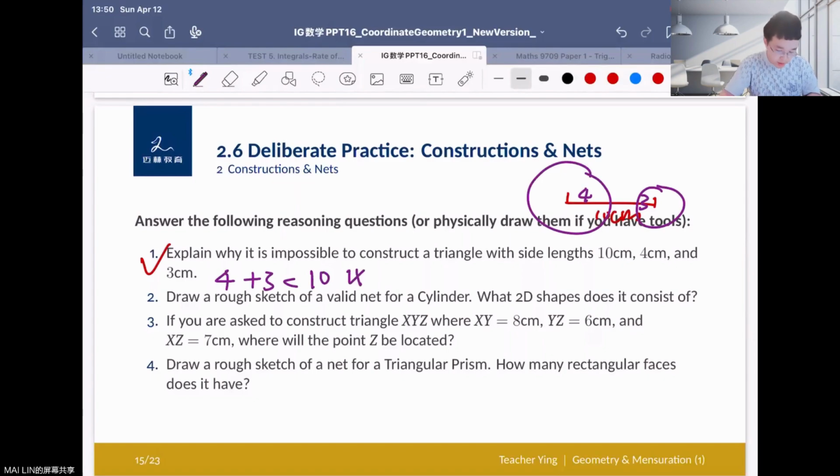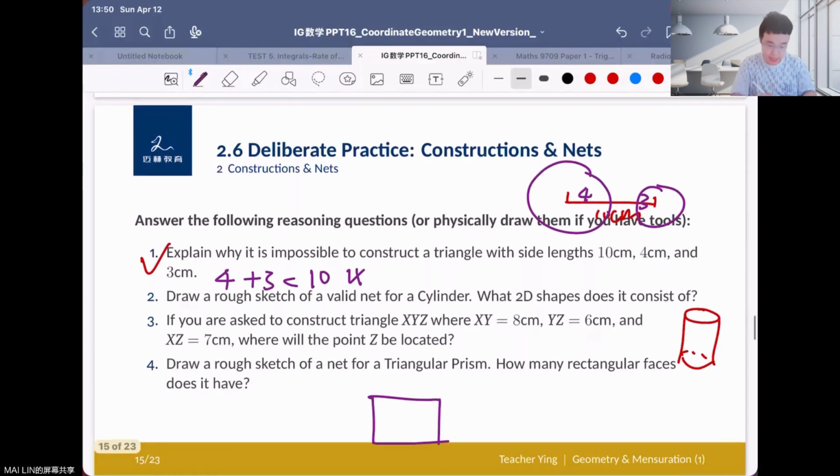Problem 2: draw a rough sketch of a valid net for a cylinder. The cylinder looks like this. At the top and the base of the cylinder there are two circles. The side surface, if you open it out, is a rectangle. So the net is a rectangle for the side area, a circle for the base, and a circle for the top. That is the net for problem 2.